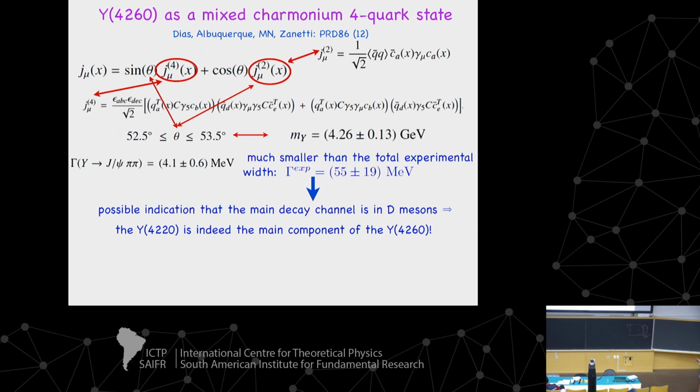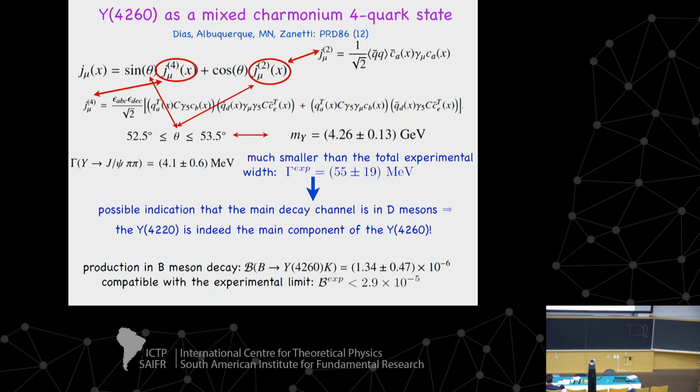In this case, maybe this 4220 that was seen in the D* decay mode could really be the main important part of the 4260. We also did the calculation for the production, and in this case, we get a number that's compatible with the experimental upper limit.